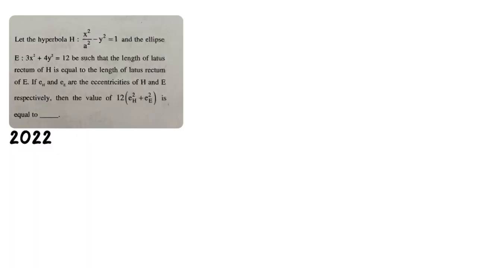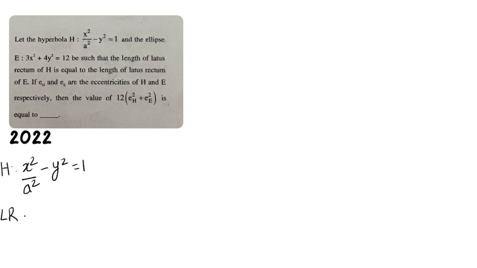In this question they've given a hyperbola and an ellipse and they've told that the length of latus rectum of hyperbola and latus rectum of ellipse is the same. Then they have told us to find the value of 12 into eccentricity of hyperbola square plus eccentricity of ellipse square. So first, when this question is given, we'll write the equation of hyperbola, that is x square by a square minus y square equals 1.